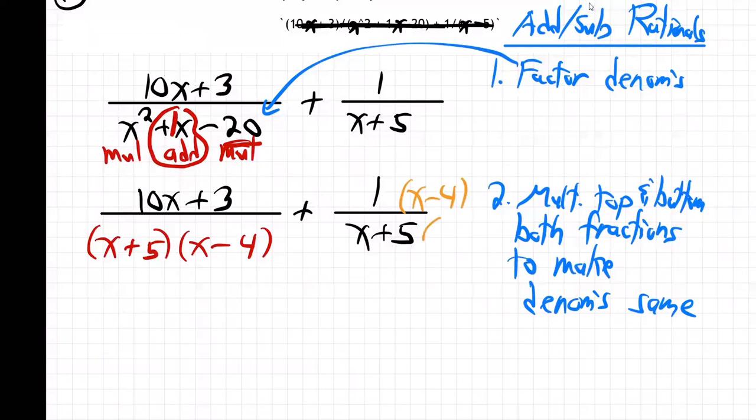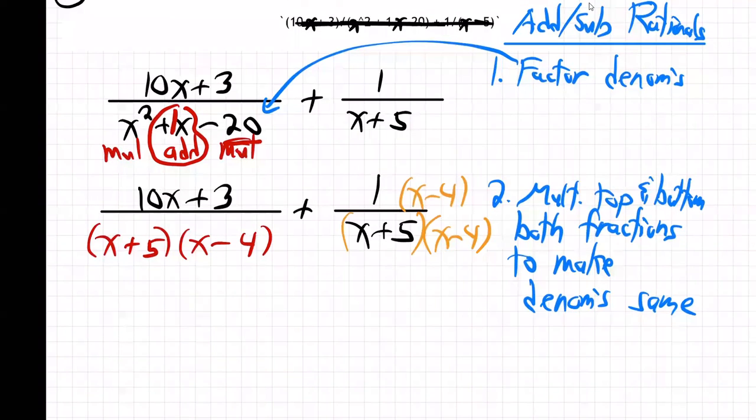So that means I've got to multiply top and bottom of the second fraction only by x minus 4, because the first fraction already has everything, doesn't it? The first fraction has everything you need. So I know I said here both fractions, but really you don't always need to multiply both fractions. We only need to multiply the second fraction, top and bottom, to make the two denominators the same. All right, so they are now the same.